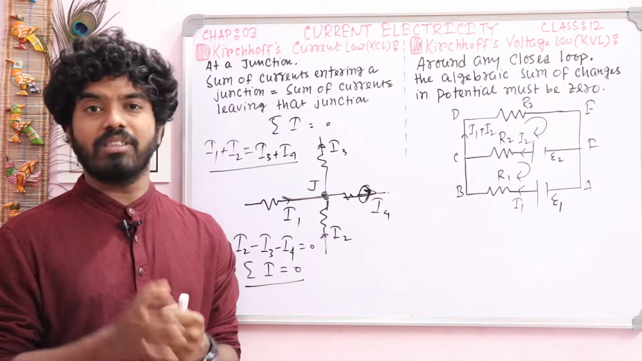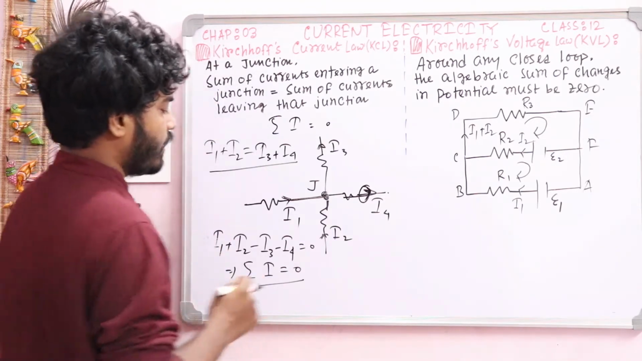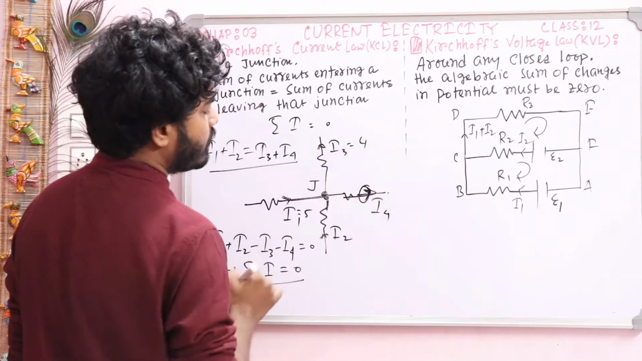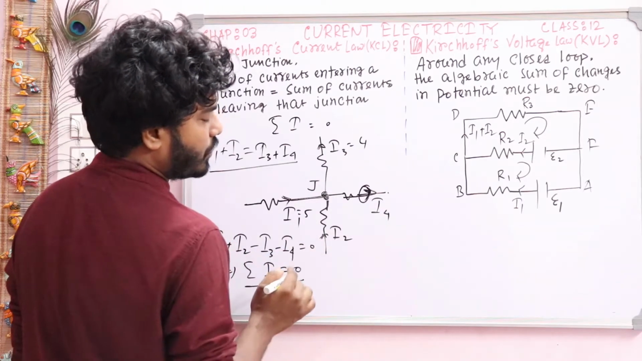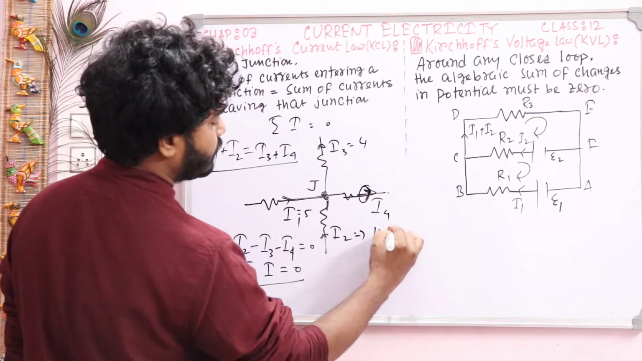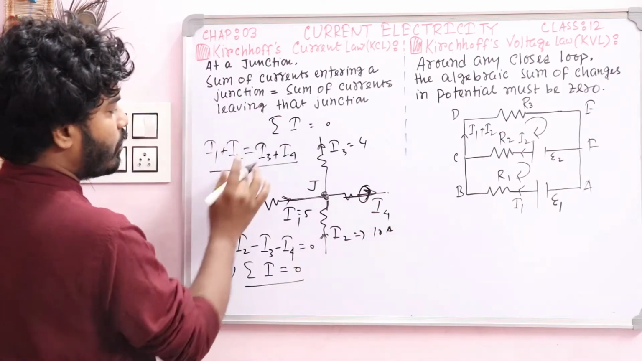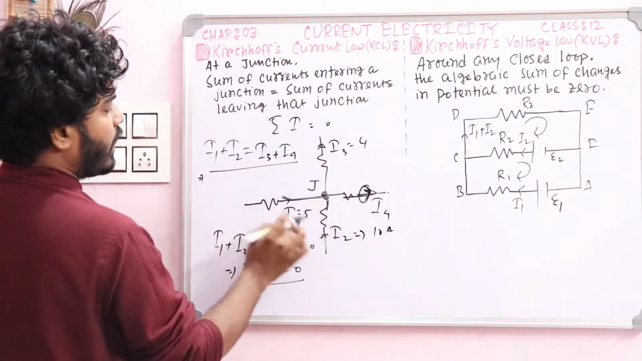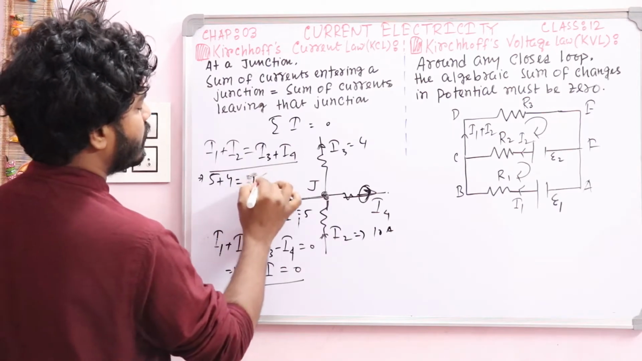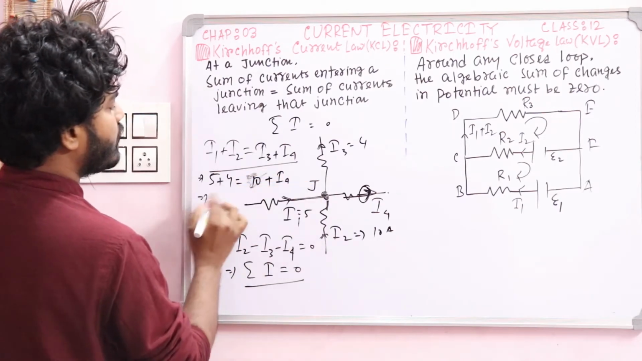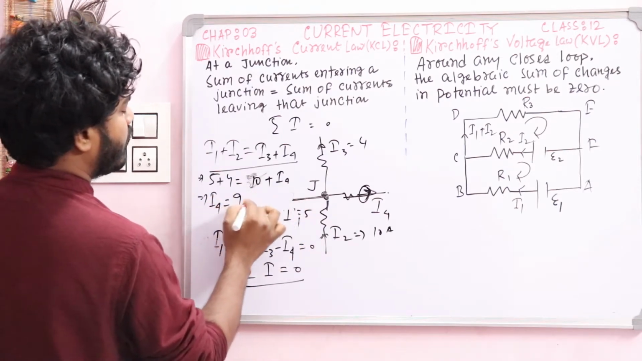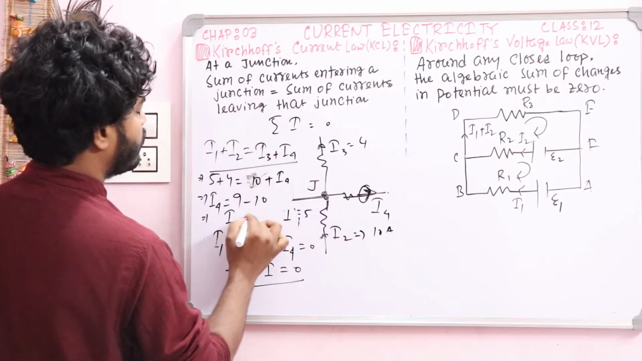Now another important part. Suppose here this current value is 5 ampere, this value is 4 ampere, you have to find I3, and this value is suppose 10 ampere. Now find I4. According to this problem, you write 5 plus 4 is equal to 10 plus I4. So from here I4 will be 9 minus 10, that is minus 1.